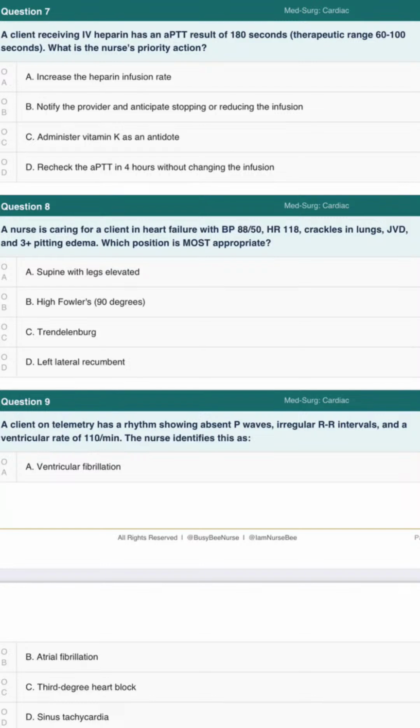We have A, I should take this medication even if I feel fine. B, I can take ibuprofen for headaches while on this drug. C, I should report a persistent dry cough to my doctor. And then D, I need to avoid salt substitutes containing potassium. Which one would you guys say this is?